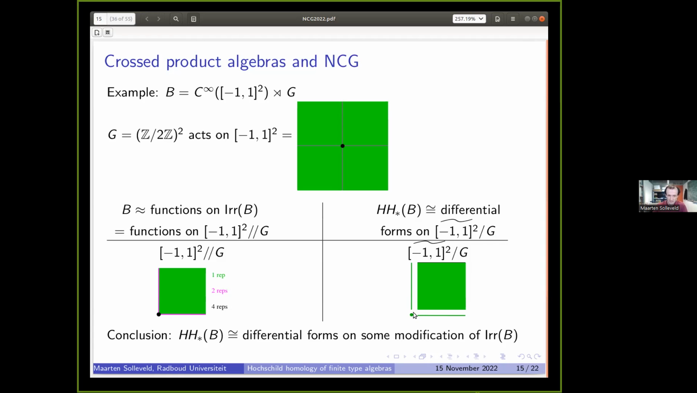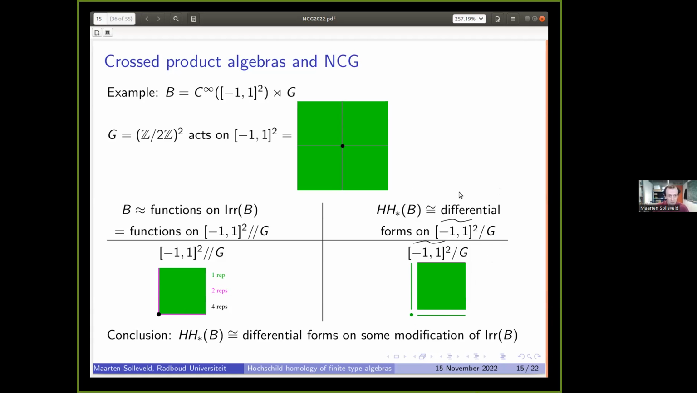And in this case, the space looks similar. You have one big square, which is the contribution from the unit element in your group. You have a line over here, which is a contribution from one reflection, another line contribution from another reflection, and a dot, which is a contribution from the element -1 of this group. So you see that the two quotients here are very similar.